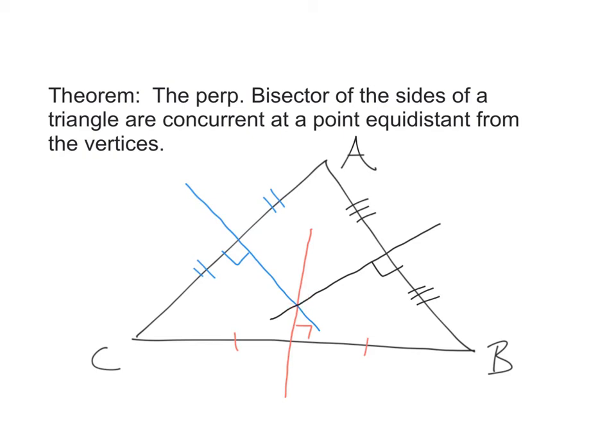This theorem says they are concurrent at a point that's equidistant from the vertices. Let's call this point E. What it's saying is the distance from E to C is the same as from E to B and from E to A. So EA is the same distance as EB, and the same distance as EC. That's the theorem.